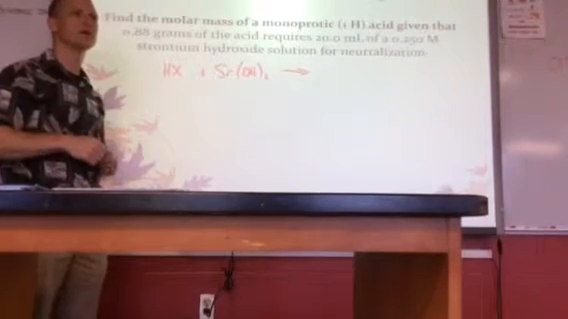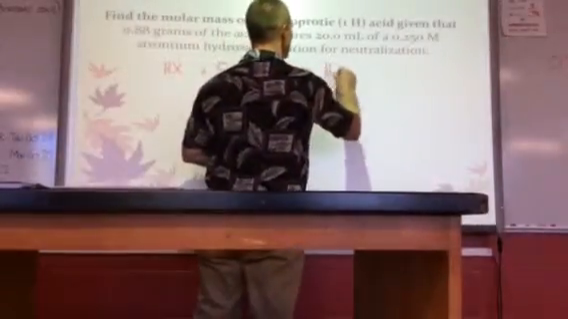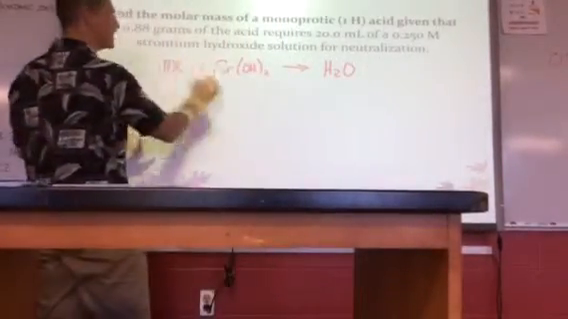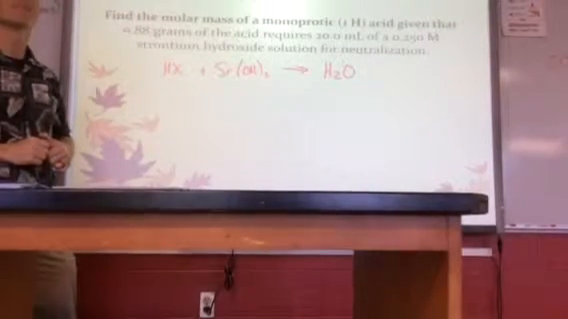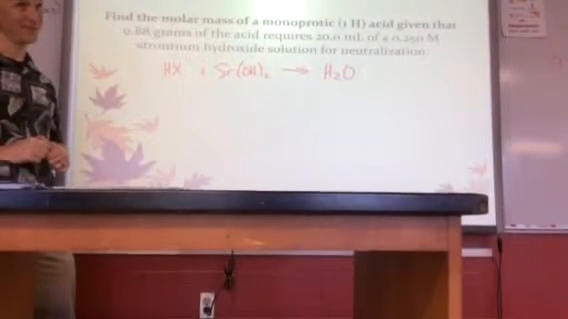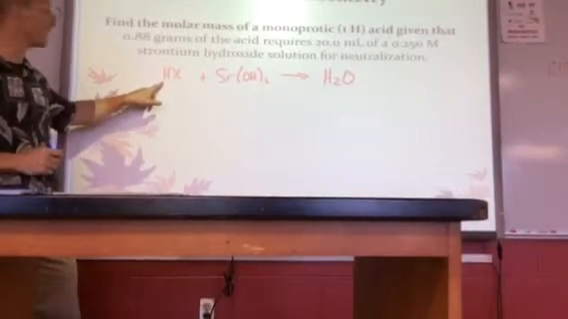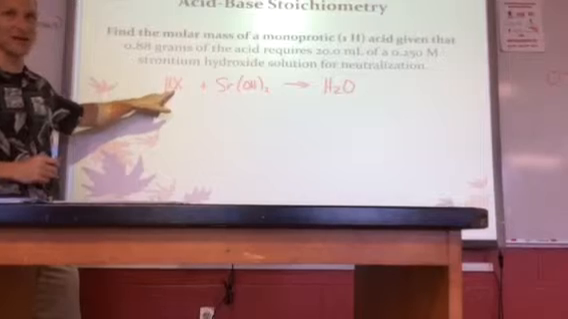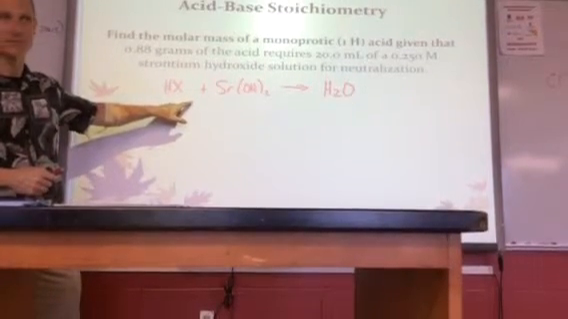Water. Because the hydrogen leaves, goes with the hydroxide, and you get water. What's the other product? SrX2. What's the charge on X? If it's monoprotic, that means your positive ion charge is positive 1. Therefore, the X has to be negative 1. You with me?